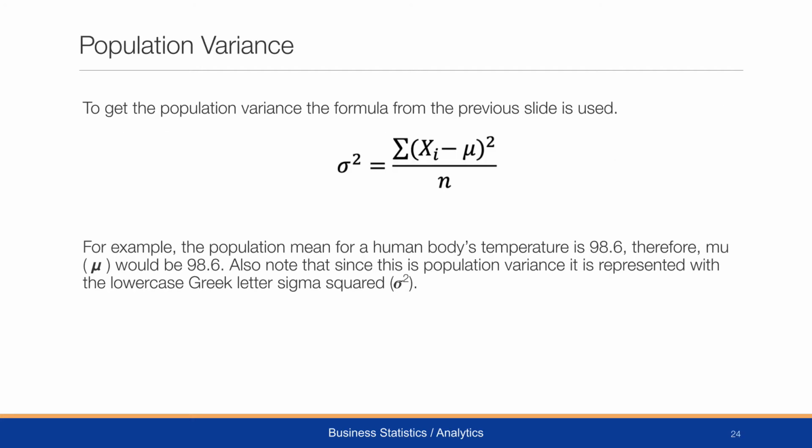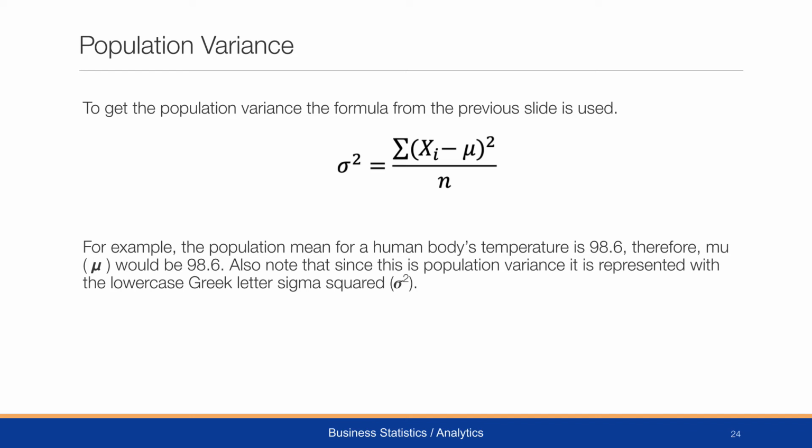The population variance is the same formula that we had. The only difference is we're subtracting each value from a population mean here and dividing by n. So for example, the population mean for a human body's temperature is 98.6. Therefore, mu would also be 98.6. Also note that since the population variance is represented with the lowercase Greek letter sigma, our variance is going to be sigma squared.